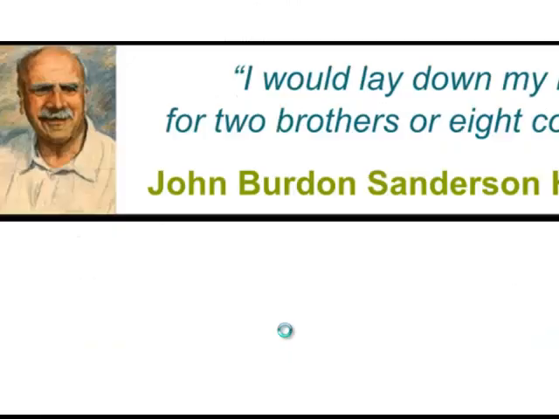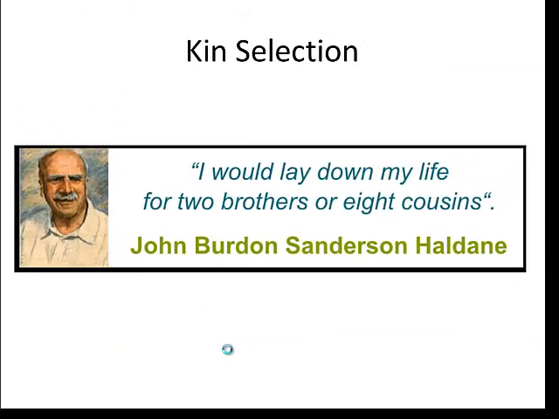So, it comes down to this. Here's another biologist, a very famous biologist. He said, I would lay down my life for two brothers or eight cousins. That's how you get altruism. We get into questions like this, a philosophy of the nature of human beings. Are we selfish? Are we helpful? Are we good? Are we evil? Well, we're probably all those things. But we aren't naturally selfish. We aren't necessarily selfish. We aren't naturally evil. We are naturally cooperative. We are naturally altruistic because we evolved in social communities. All right.